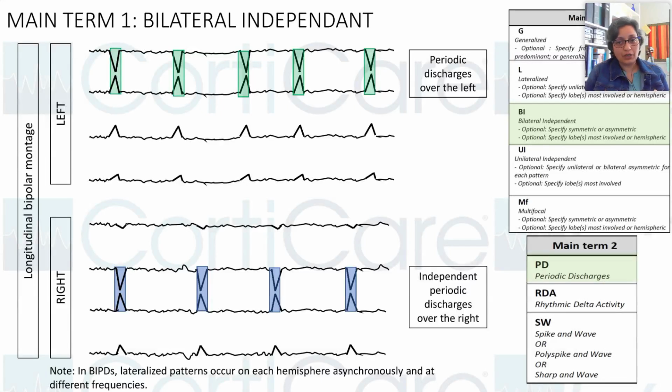So we are not using the letter E anymore, right? So BIPDs: the lateralized pattern occurs on each hemisphere, and it is asynchronous. Not just asynchronous, it is occurring at different frequencies.